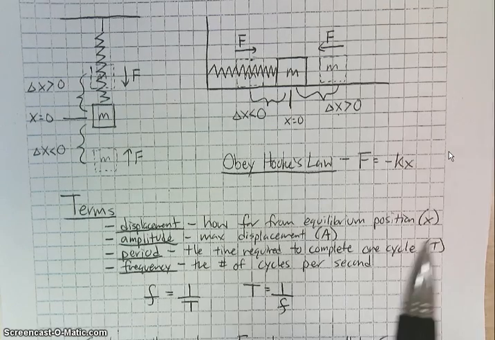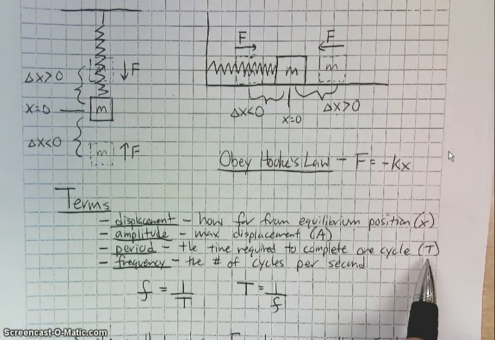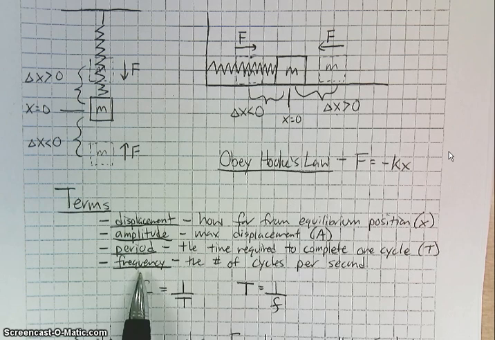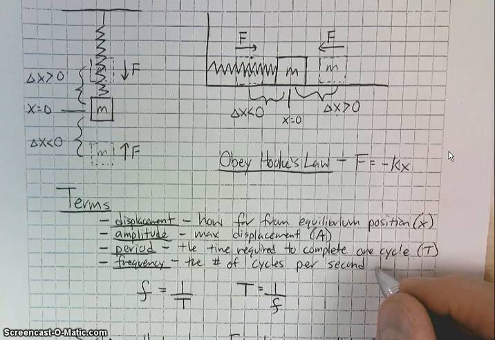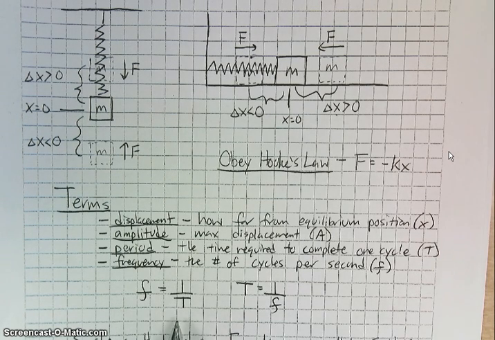Okay, that would be one period. The time required to complete one cycle gets the big capital letter T. And then the frequency would be the number of cycles per second. So it's actually the inverse of the period, and it gets the symbol f. So this is how frequency and period are related. Frequency is the inverse of the period, or you could also think of period as being the inverse of the frequency.